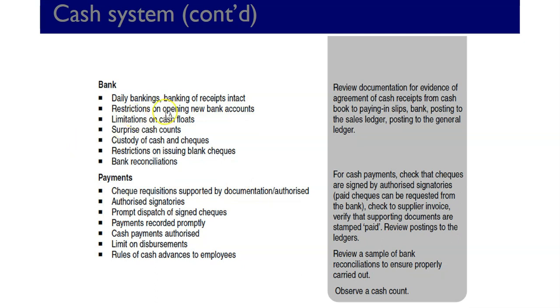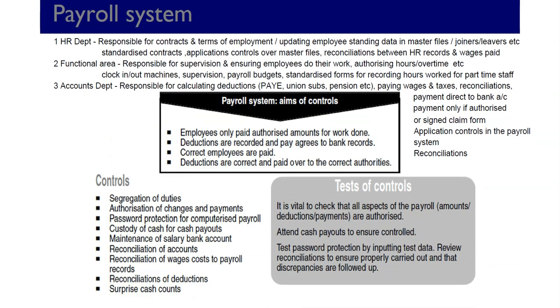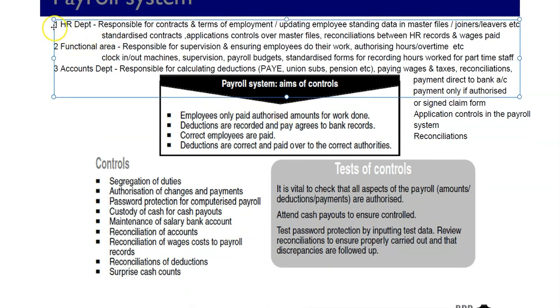On this, the daily banking. Okay, authorized signatures on checkbooks. Yes, all of those are fairly straightforward. The next section is payroll. It's a bigger section. And once again, I think that's divided into three areas.